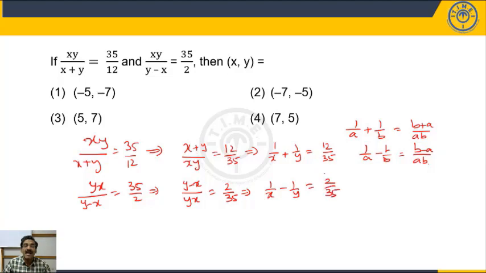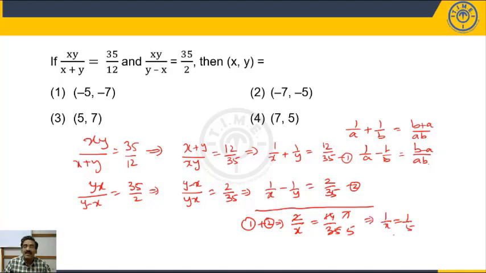If we add these two equations, taking this as the first equation and this as the second equation, and adding, what will we get? 1 by y and 1 by y cancels. 1 by x plus 1 by x will be 2 by x. So 2 by x is equal to 12 by 35 plus 2 by 35, which will be 14 by 35. So 2 will go 7 times, 7 will go 5 times. So 1 by x is equal to 1 by 5, and equating them, x will be equal to 5.